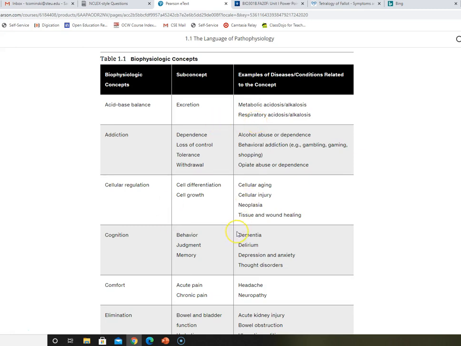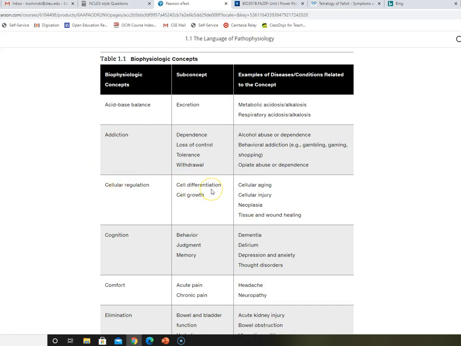So these are things that we're going to talk about as we move through this semester. But again, the whole point of this table is to show the relationship of these main concepts and the sub-concepts that will affect it. Here, cellular regulation is a pretty broad concept, showing you sub-concepts here, cell differentiation and cell growth. If we're talking about cells that grow out of control, we think about cancer probably, with formation of tumors. We think about cell growth. We might think about tissue and wound healing. You need cells to proliferate and make more of themselves in order to heal a wound.